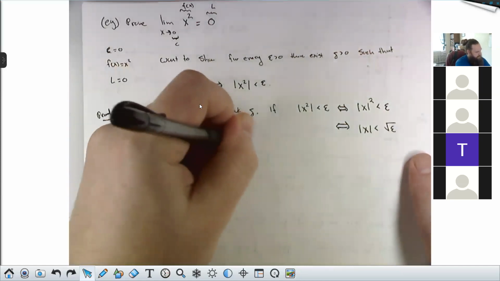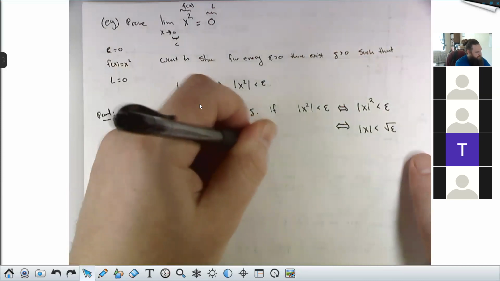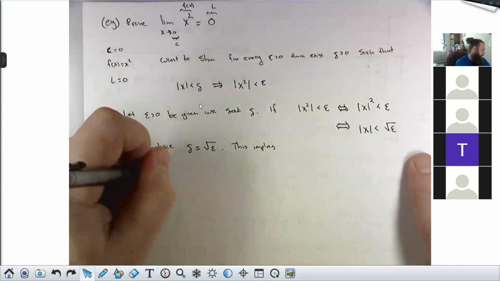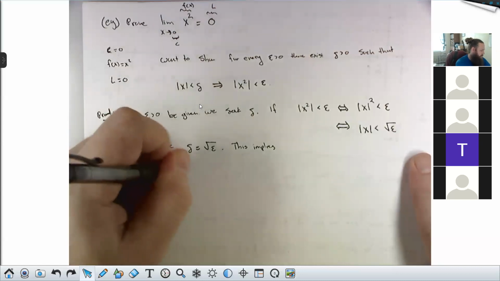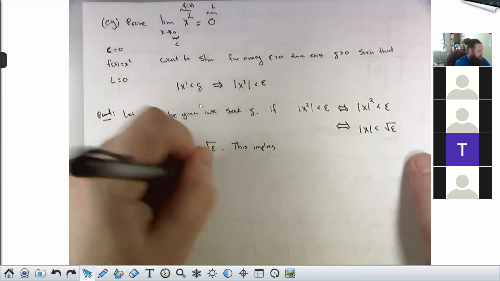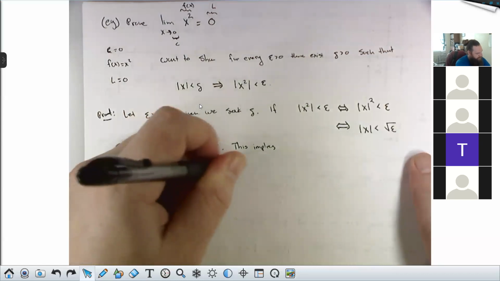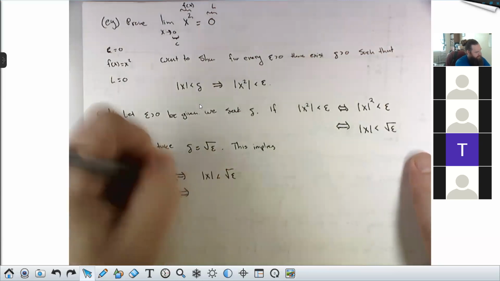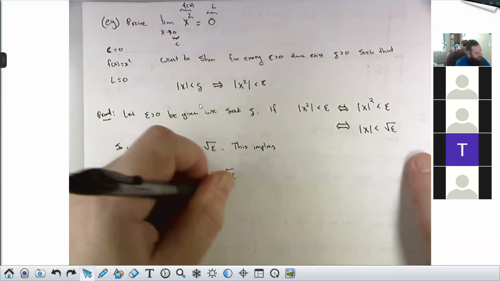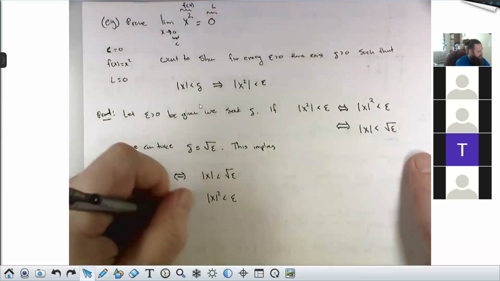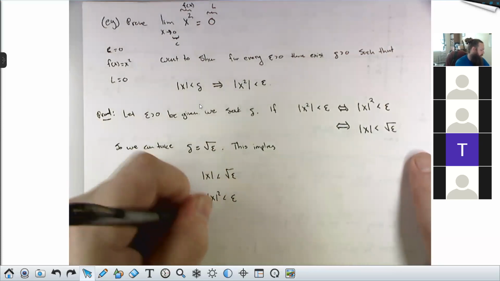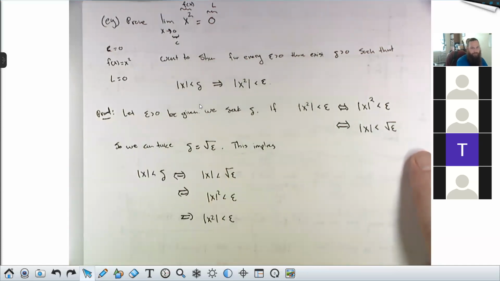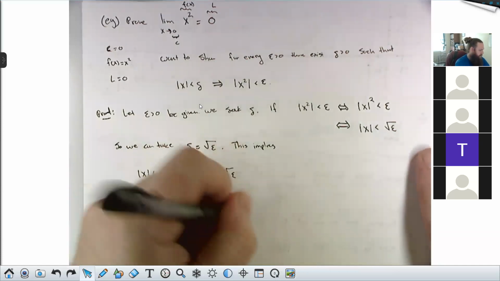This implies that whenever the absolute value of x is less than delta, that's the same as saying the absolute value of x is less than the square root of epsilon, which is the same as saying x squared is less than epsilon. And that's what we wanted to show.